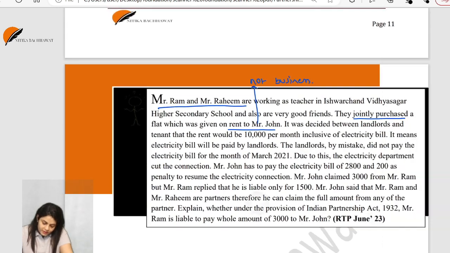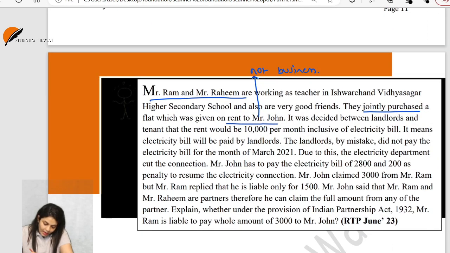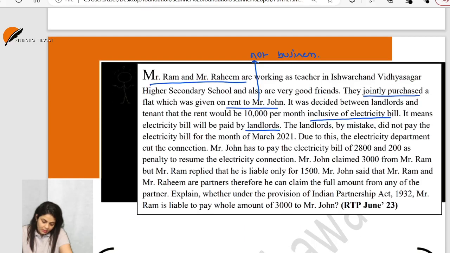It was decided between the landlords and the tenant that the rent would be 10,000 per month inclusive of electricity bill. It means that electricity bills will be paid by Mr. Ram and Mr. Rahim. The landlord by mistake did not pay the electricity bill for the month of March 21. Due to this, the electricity department cut the connection. Mr. Jones has to pay the electricity bill of 2,800 and 200 as penalty to resume the electricity connection.